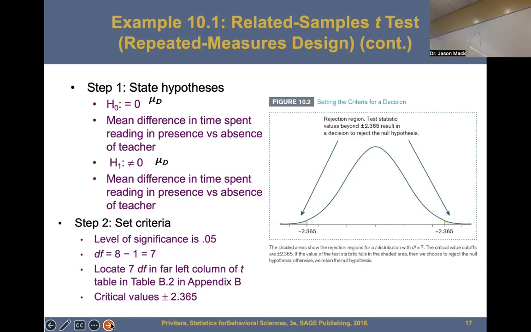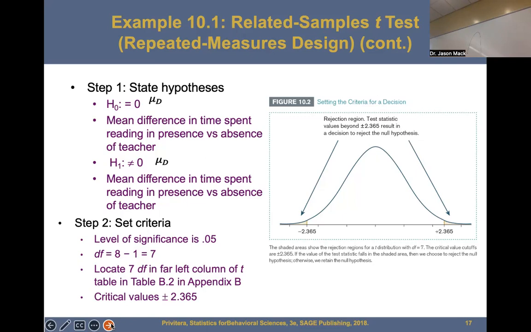So first we're going to state the hypotheses. Our null hypothesis is that the mean difference is equal to 0. So we're saying the mean difference in time spent reading in the presence versus the absence of the teacher is nothing; nothing happens. Null hypothesis: equal to 0. Alternative hypothesis: not equal to 0. The mean difference in time spent reading in the presence versus absence of the teacher is different; something's happened. Next, we're going to set our criteria.